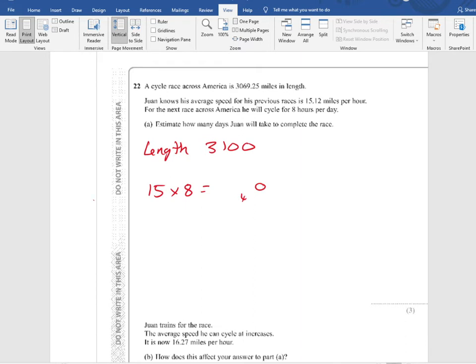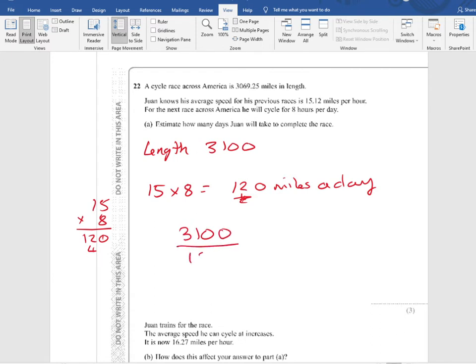Oh, I can't do it that way, can I? I just can't do it sideways. I've got to do it one on top. 5 8's are 40 and 8, and that is 12. So that makes 120 miles a day.